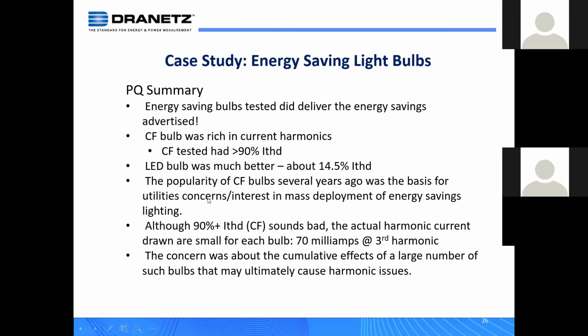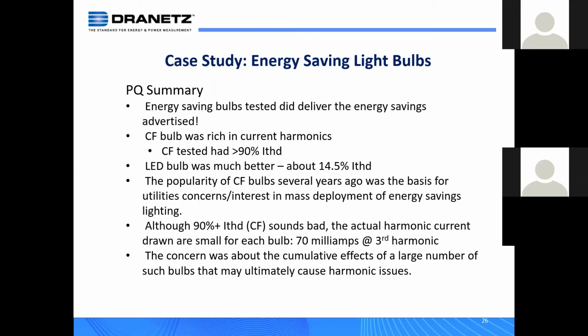So back when the U.S. government changed the requirements and forced manufacturers to end production of most incandescent bulbs, the popularity of the CF bulbs was the basis for utilities' concern and interest in the mass deployment of these energy savings lighting. It's not if in your home you have one CF bulb, or maybe today an LED bulb. They were concerned about, okay, you replace every light bulb in your house with CF bulbs, and every house in your neighborhood and on that substation now has these higher distorted bulbs, these CF bulbs, and now these LED bulbs. There was concern over what the effects on the power system would be, okay?